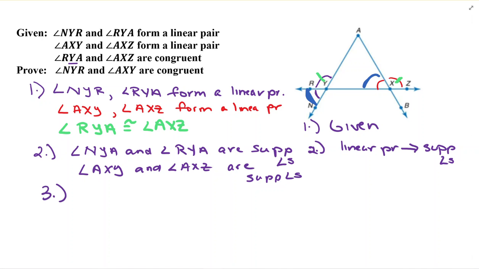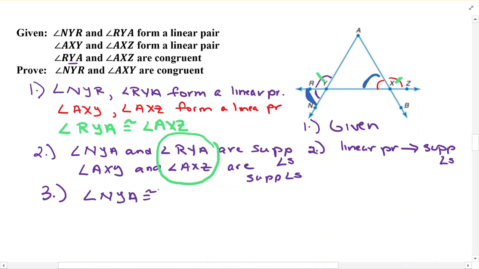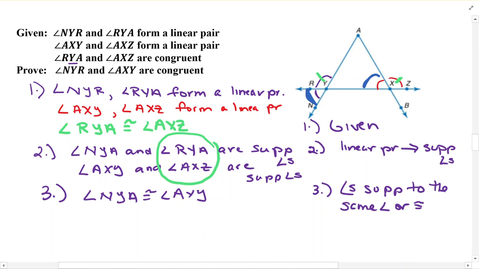So looking at this, we have that RYA and AXZ are congruent, so they're basically the same angle. So we can say that angle NYA is congruent to angle AXY. And that's because angles supplementary to the same angle, or congruent angles, give us that they're congruent.